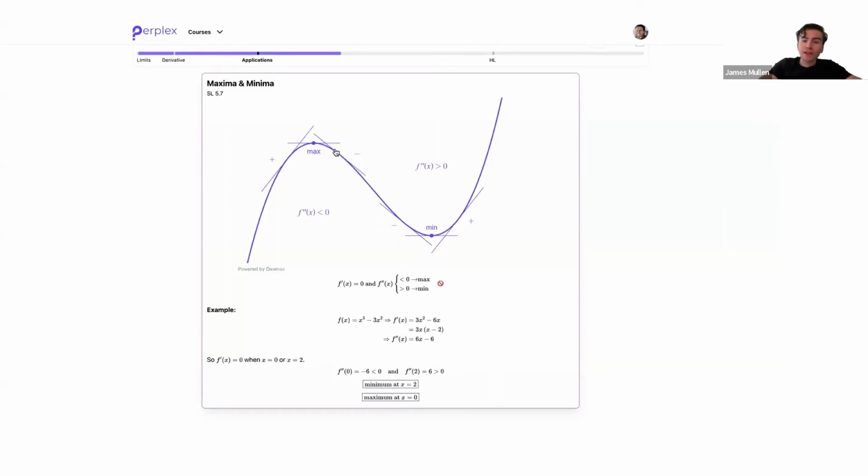So the function is curving downwards. And similarly, at a minimum, I go from a negative slope to zero slope to positive slope. The function is curving upwards, and I have a positive second derivative. So let's do an example.